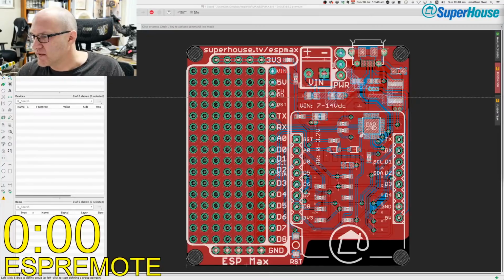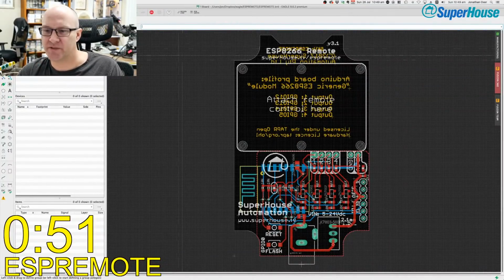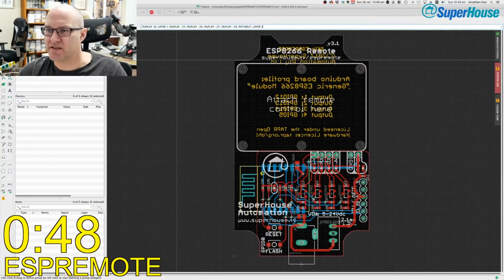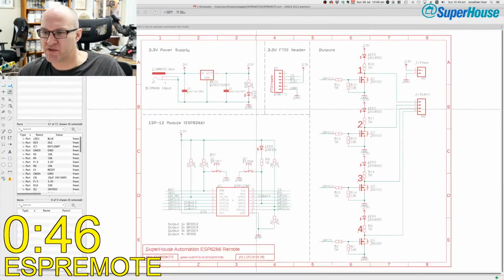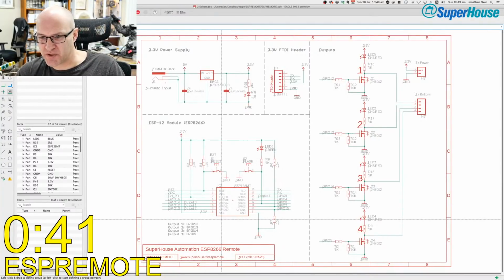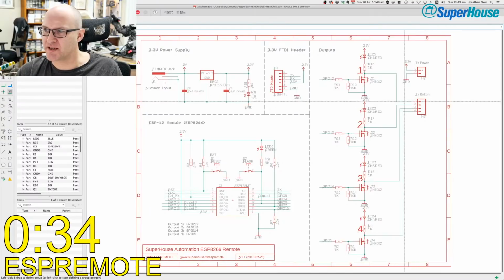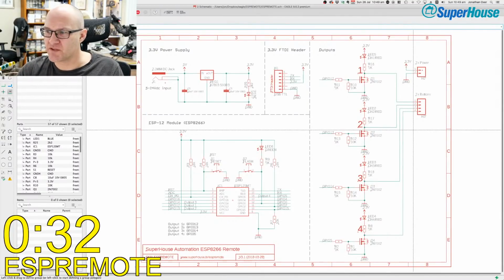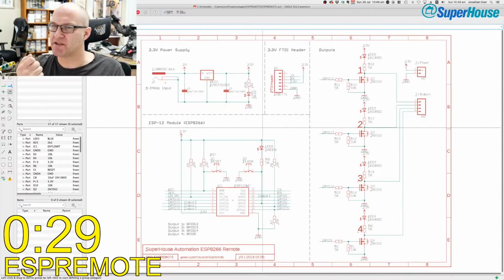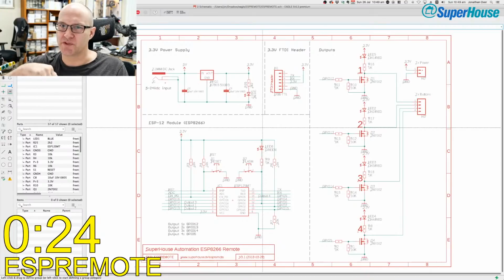ESP Remote. ESP Remote is a board that you connect to something like a remote control for a garage door, and it presses the buttons on the remote control. It's got an ESP8266, bit of a theme on these projects. So there's an ESP12 module on here, and then it's got these MOSFETs so that it can do like a low side drive to the buttons, because typically what happens is the buttons on a remote control, like a garage door remote control, are pulled to ground through the button.